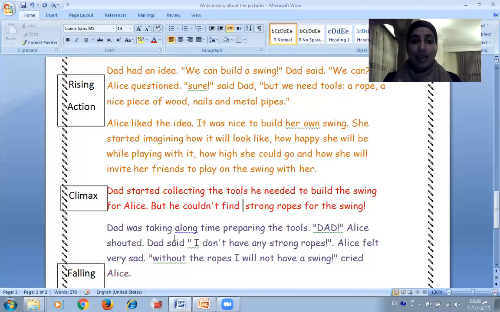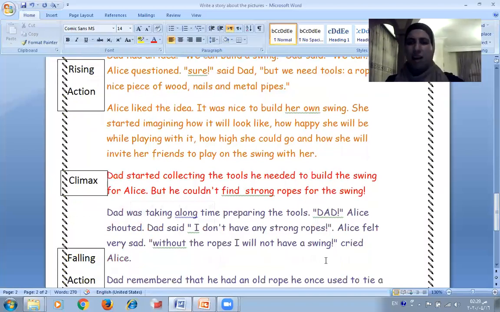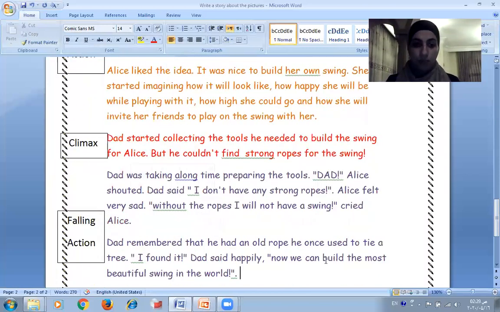Dad was taking a long time here, was, past tense, preparing the tools. Dad, Alice shouted. See the reporting verbs here? Dad said, I don't have any strong ropes. Alice felt very sad. Without the ropes, I will not have a swing, cried Alice. So all of the things that are happening here are falling actions. So these are what? Falling actions.